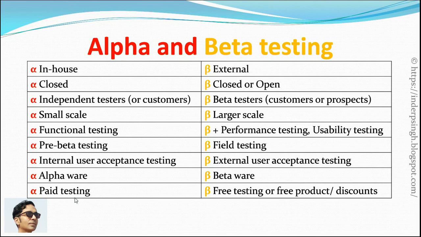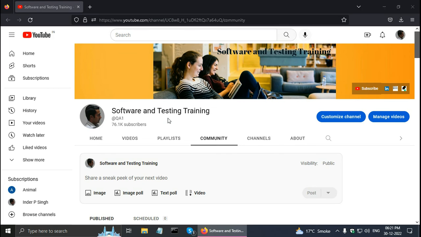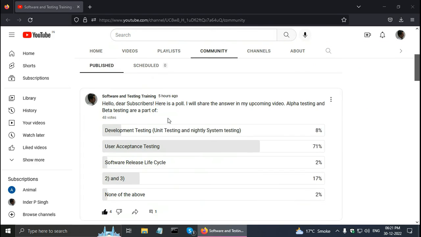The last difference is that alpha testing is paid testing done by testers who are paid by the development organization or the customer organization. Beta testing is typically free testing, or the beta tester may get early access, a free product, discount or other incentives.